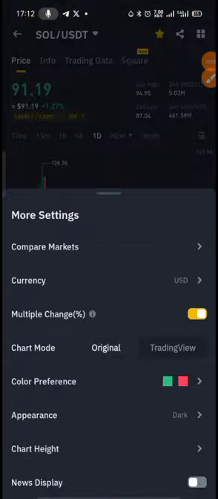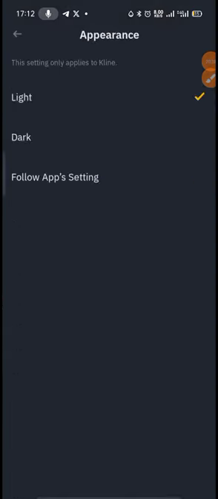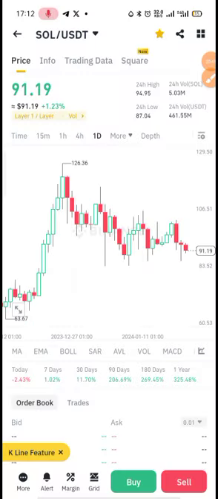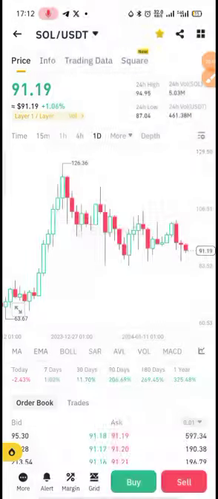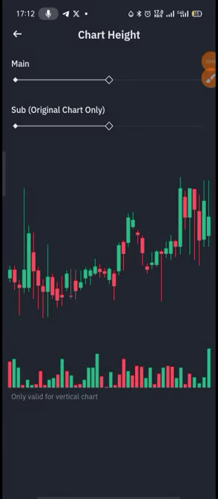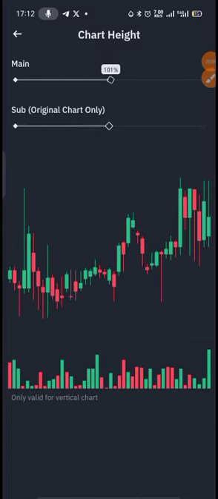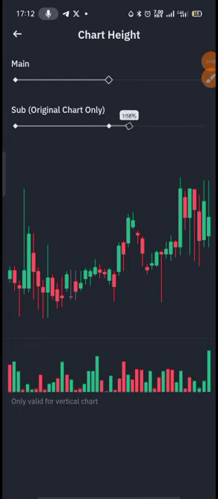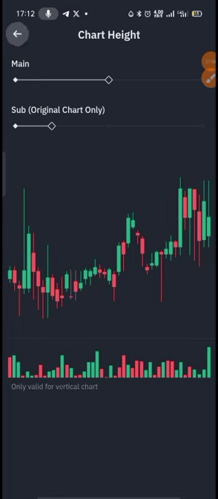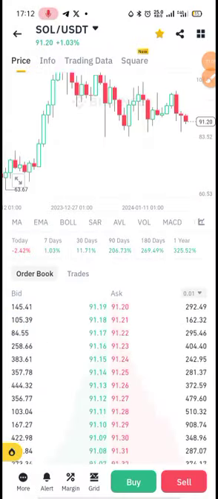So under that, what else are we seeing here again? Appearance: dark, not light, like the white one you see on many people's phones. This is theme. They call it theme, right? Yeah, app theme and stuff. And what else again? We have the chart height. I can decide to make it whatever you want it to be, and sub charts. So you can do anything you want to do with it.